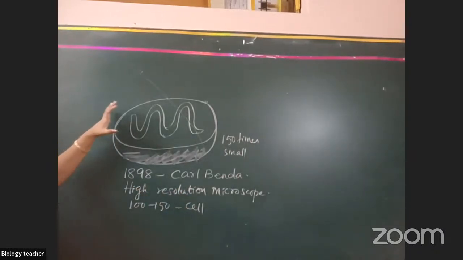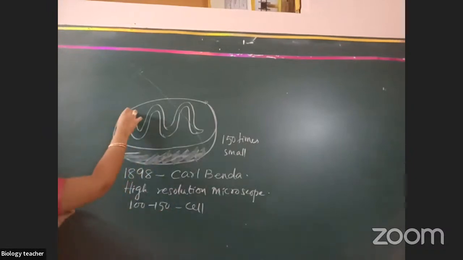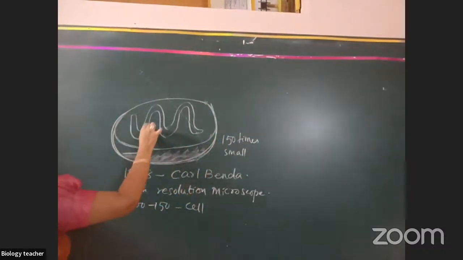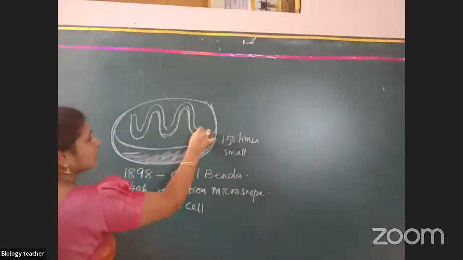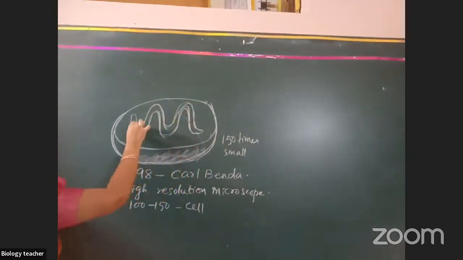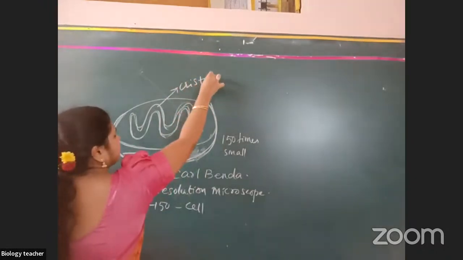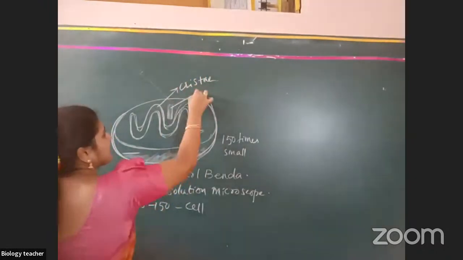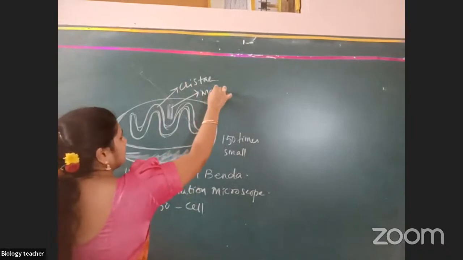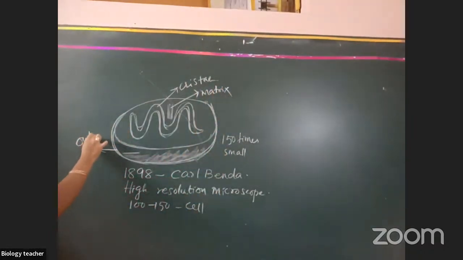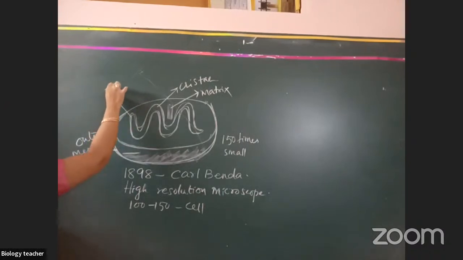If we see mitochondria, the structure is made up of two membranes, outer membrane and inner membrane. The inner membrane is showing foldings. This is known as cristae. And the space is known as matrix. And this is the outer membrane. And this is the inner membrane.